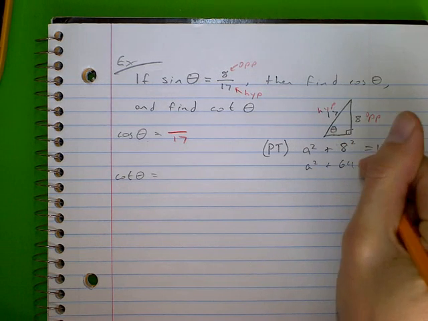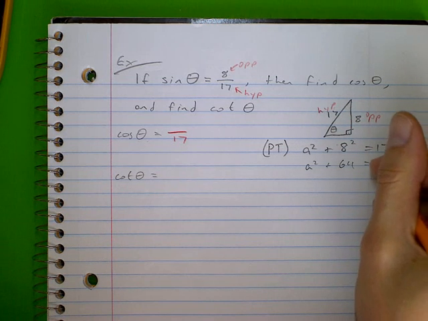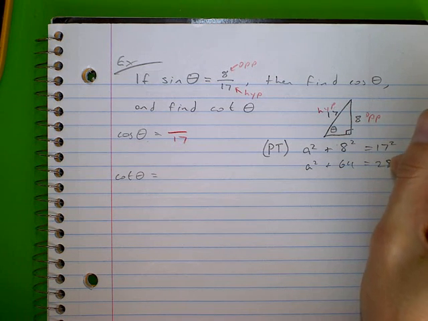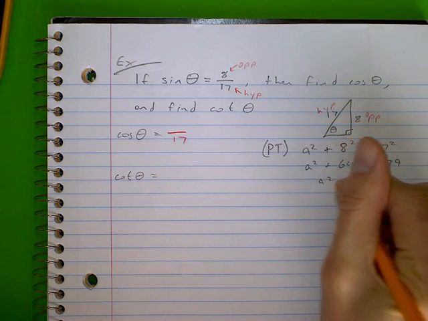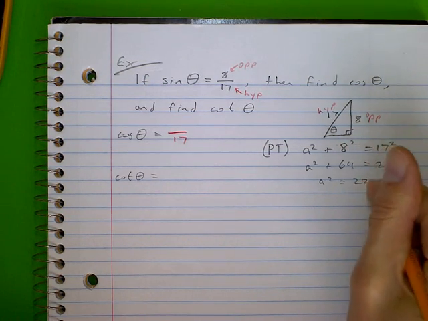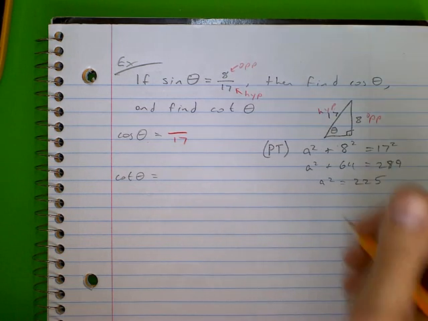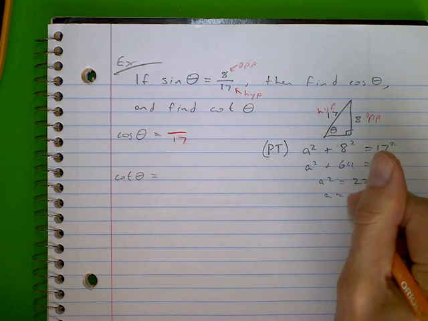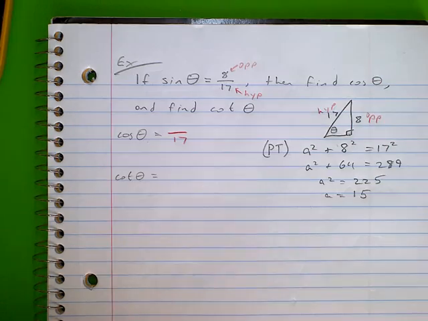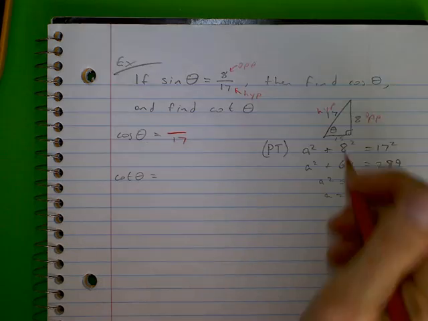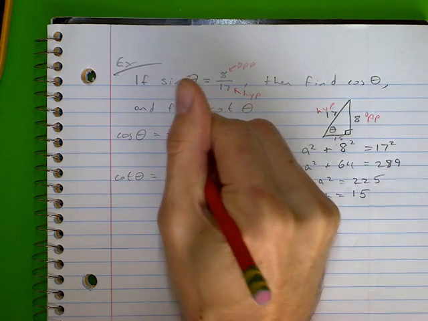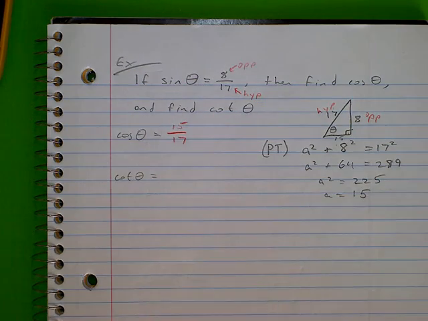8 squared is not 15. Yeah. 17 squared is 289. Subtract. A squared is 225. Take the square roots. A is exactly 15. That's the side right here. So the adjacent side is 15. So there's my cosine value.